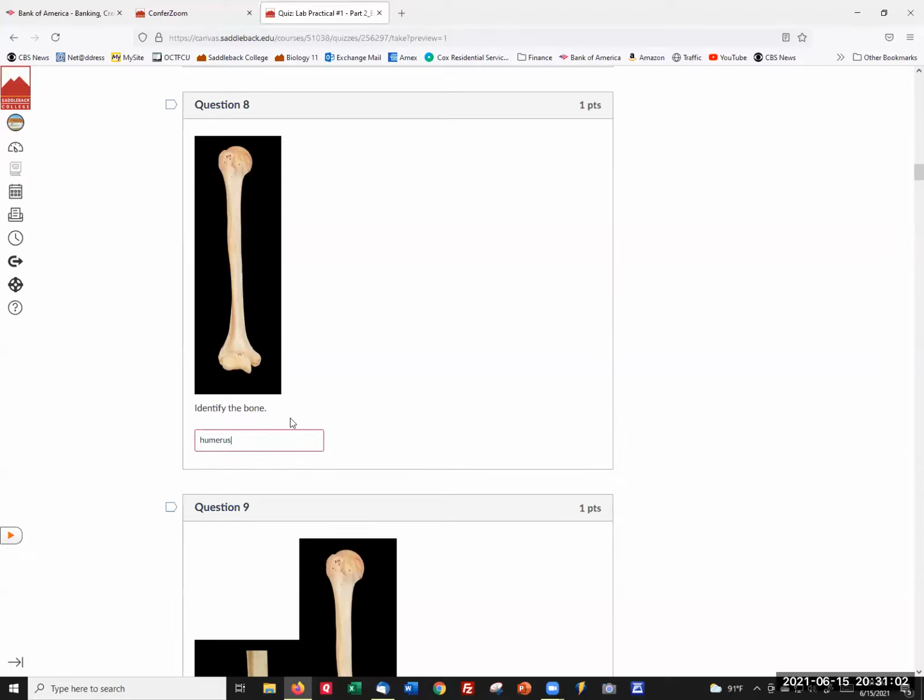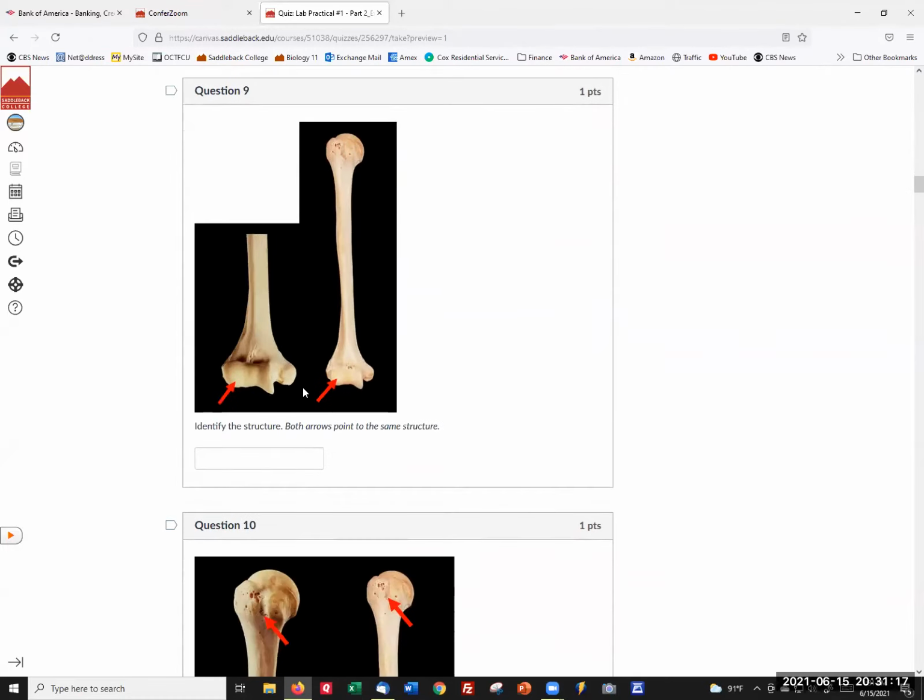Humerus. Some people put OUS. Okay. Humorous, meaning funny. That'll get marked wrong for people in this person's class.